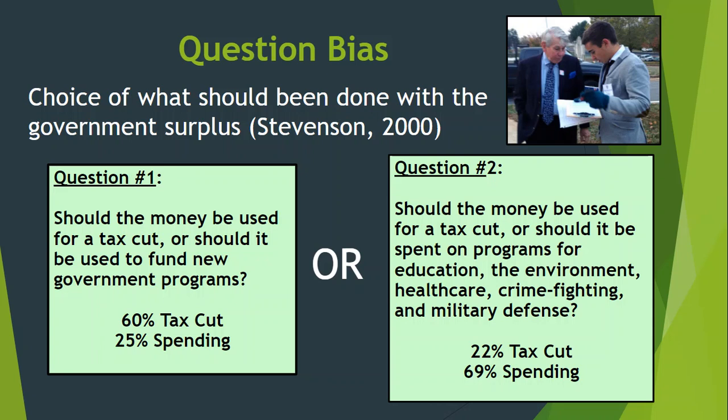When asked that way, 60% of respondents said tax cut and only 25% said spending. But when asked, should the money be used for a tax cut, or should it be spent on programs for education, the environment, healthcare, crime fighting, and military defense? Whoa, look at that difference, right? More than the number that said tax cut actually then responded that they would rather see it spent on spending. So you can see how question bias, just the way that a question is worded seemingly innocuously, could really lead to vastly different answers of a question.